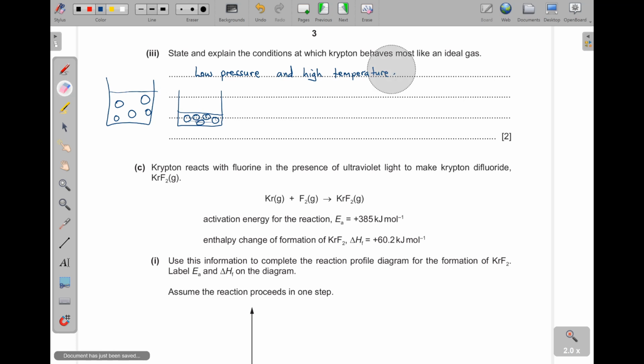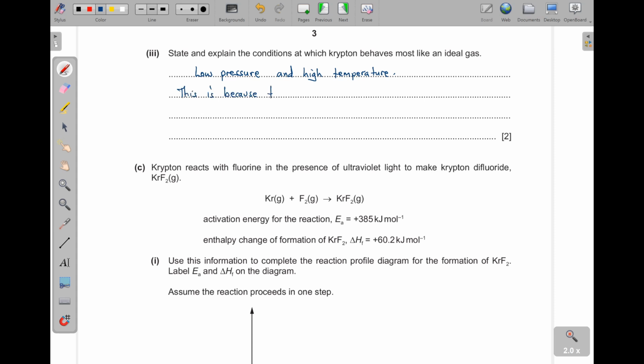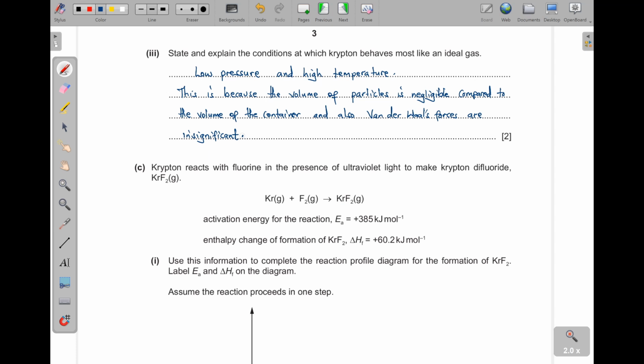As simple as that. So I would therefore say here in my explanation, since they said state and explain the conditions, that this is because the volume of particles is negligible compared to the volume of the container. And also van der Waals forces are insignificant when you use these two here.